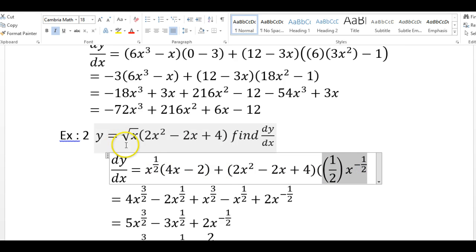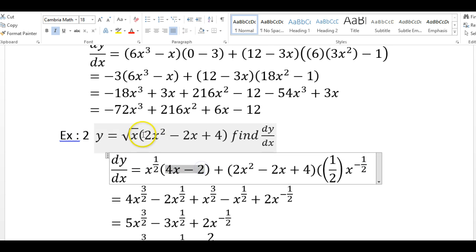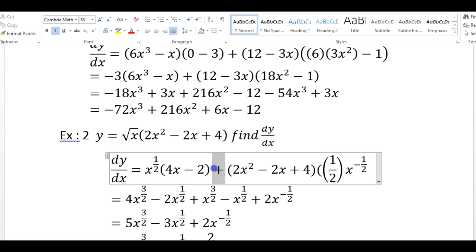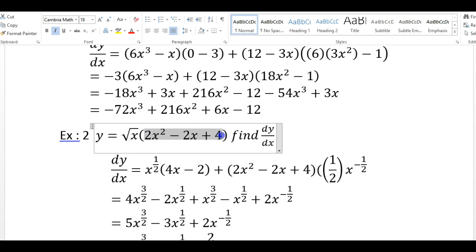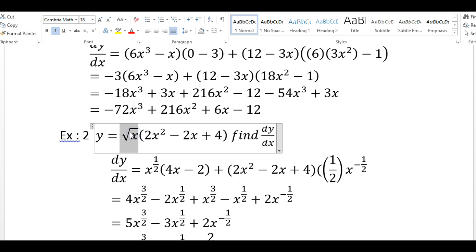Once again, write 1, derivative of 2, plus write 2, and then derivative of 1, which is the derivative of square root x, which is x to the 1/2. So 1/2 goes first, and then after that it's a matter of simplification once again.